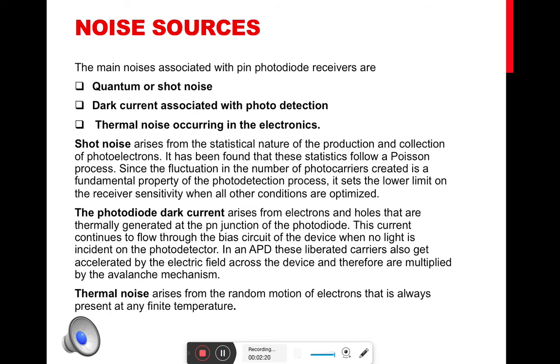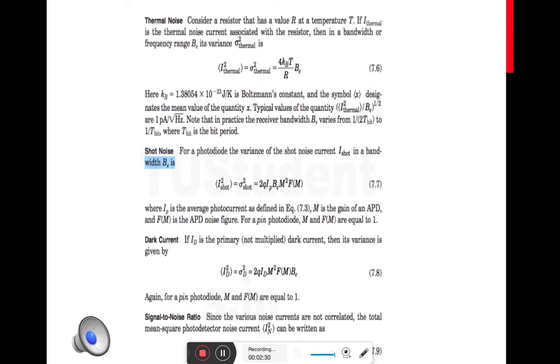Next is the thermal noise. The thermal noise is nothing but the noise that is associated with the temperature of the photodetector material. Thermal noise is common in all electronic devices. Now we'll see the current associated with the thermal noise. If I is the current associated with the thermal noise, and sigma square thermal is the variance for the thermal noise, and R is the resistor which has a temperature T, then I square thermal is equal to sigma square thermal, that is the variance, equal to 4 k_B T B_e divided by R, where k_B is the Boltzmann constant, B is the bandwidth, T is the temperature in Kelvin, and R is the resistance.